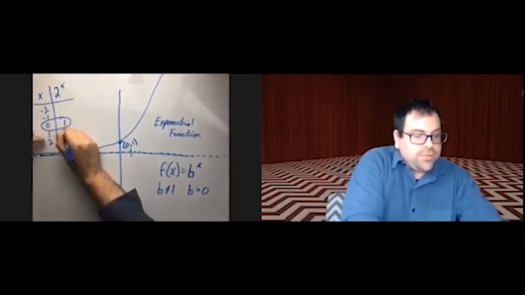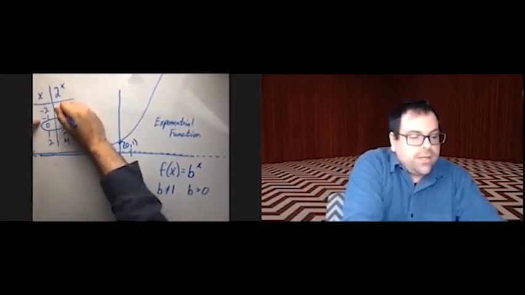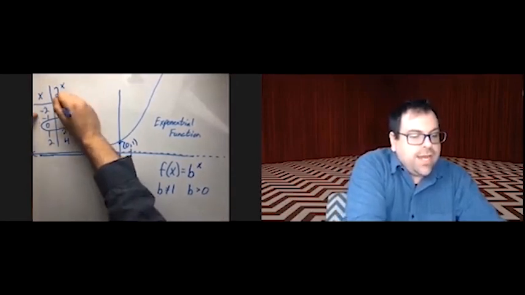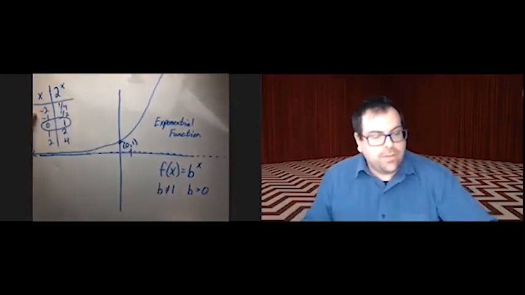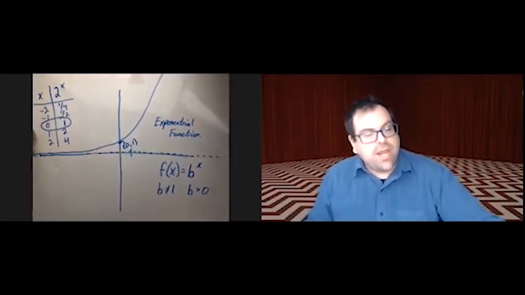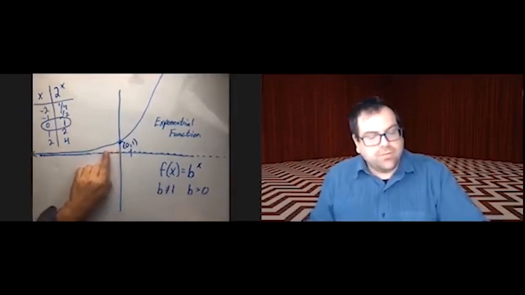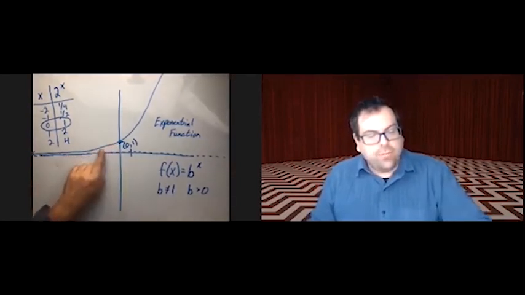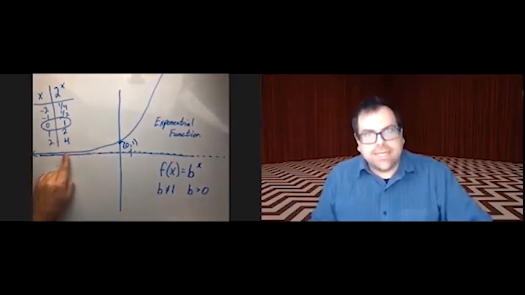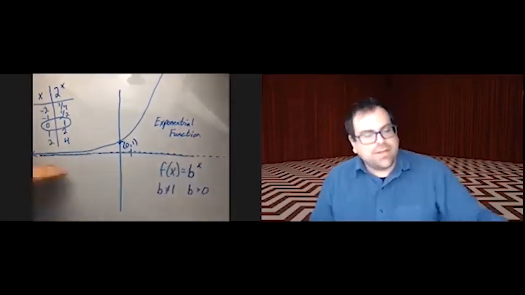2 to the first is 2. 2 to the second is 4. 2 to the -1 is 1/2. 2 to the -2 is 1/4. So to the left of 0, the negative numbers, we keep getting smaller and smaller fractions: 1/2, 1/4, 1/8, 1/16, 1/32. They get smaller and smaller, but they never reach 0. That's why this is a horizontal asymptote.